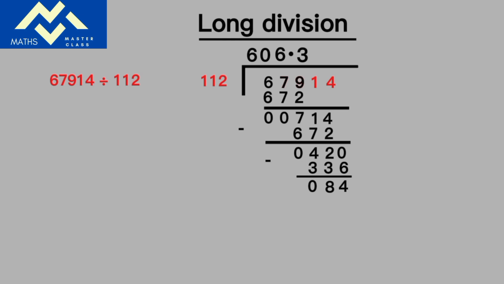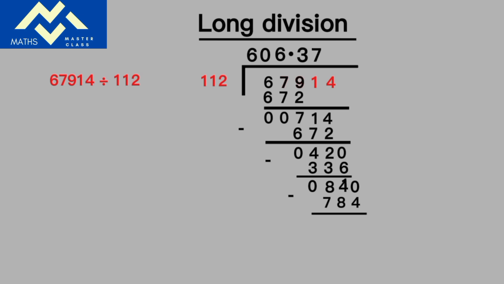Let's go again. Can 112 go into 84? No, it's less than 112. Nothing to bring down, right? We add 0. It becomes 840. Can 112 go into 840? Yes, 840 is bigger than 112. How many times can 112 go into 840? 112 times 7 equals 784. 112 times 8 equals 896. Too big. So we write 7 on top and 784 below.